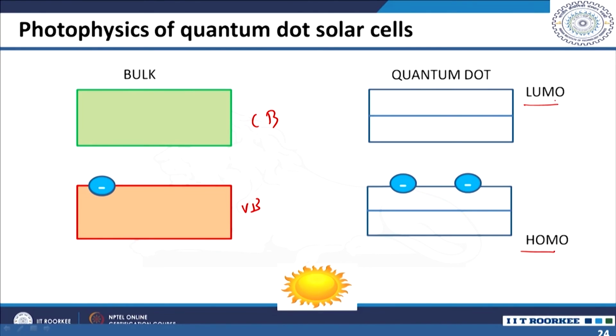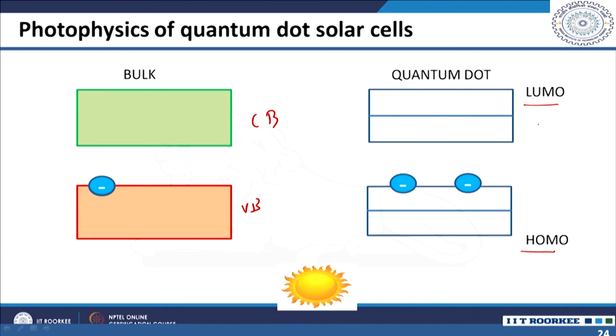Now we have learnt that HOMO stands for highest occupied molecular orbital, whereas LUMO stands for lowest unoccupied molecular orbital. So here in organic polymers or in quantum dots, the orbitals are defined in terms of molecular orbitals. Now this highest occupied molecular orbital is actually the valence band at 0 Kelvin temperature, and this lowest unoccupied molecular orbital is actually the conduction band at 0 Kelvin temperature. That is why these two energy levels are called HOMO and LUMO energy levels.